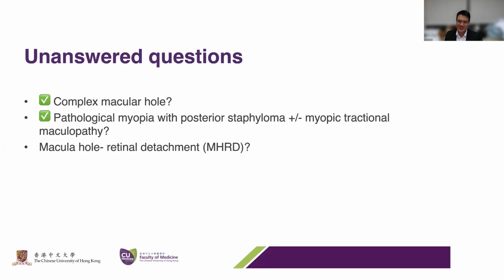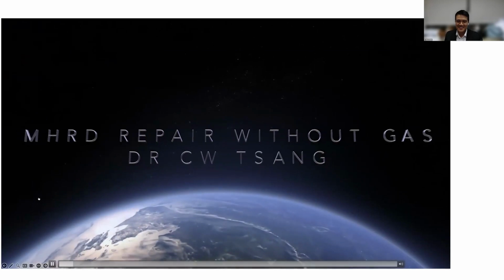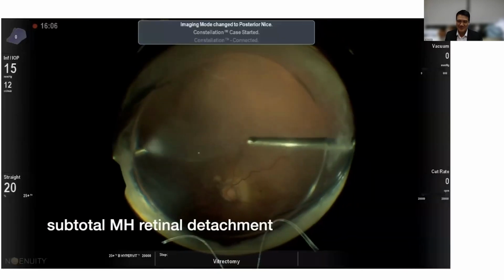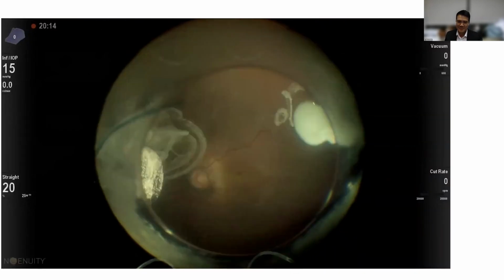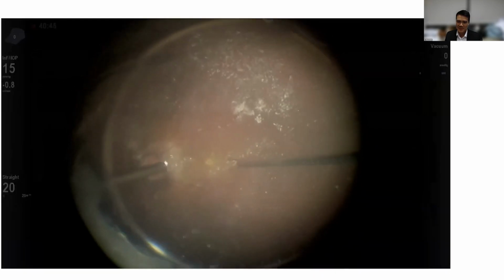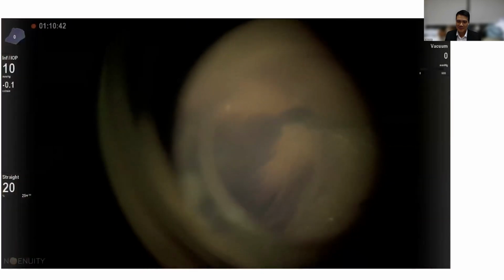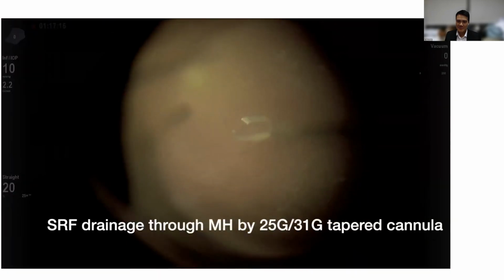So we try to use less gas or no gas at all in repairing retinal detachment. Can we do that for macular hole retinal detachment? This surgery was performed by my mentor, Dr. Zhang, because I myself am not brave enough to attempt this yet. So this is a subtotal macular hole retinal detachment. Again, we use triamcinolone to ensure that all posterior hyaloid is peeled away from the macula. And then ILM staining.